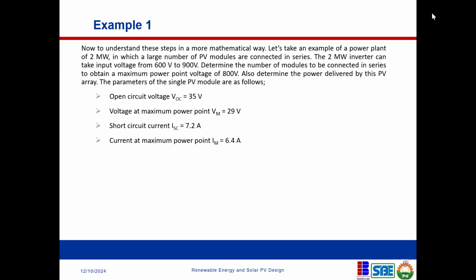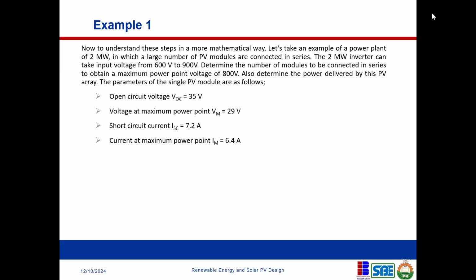Open circuit voltage is 35 volts. Voltage at maximum power point is 29. Short circuit current is 7.2. Current at maximum power point is 6.4. This is the kind of characteristic you see on your PV modules, right?